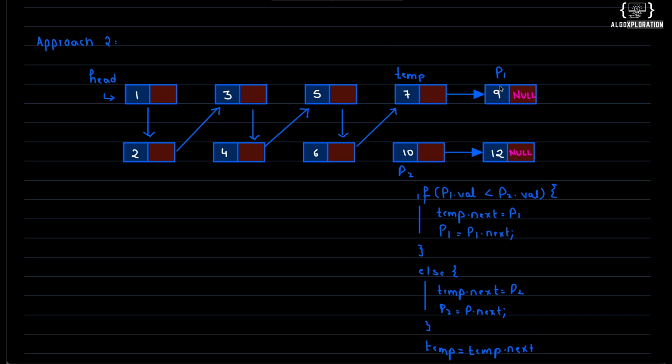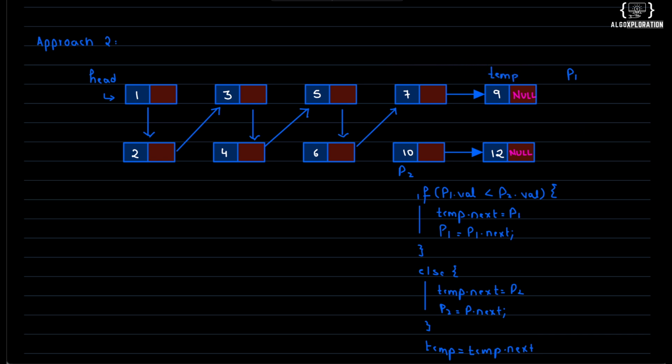Got it? Now I'll again do the comparison. Over here I do see that 9 is minimum, right? So temp dot next will be pointing to P1, which is already there. Now what I'll do, P1 will be P1 dot next, so P1 will be pointing to null. After that I do need to do one thing, that is temp equals temp dot next, so temp will be pointing to this.